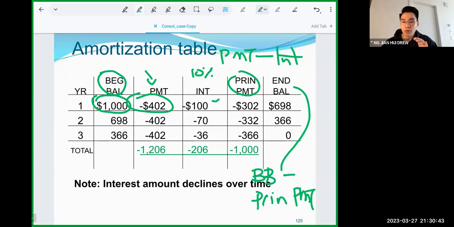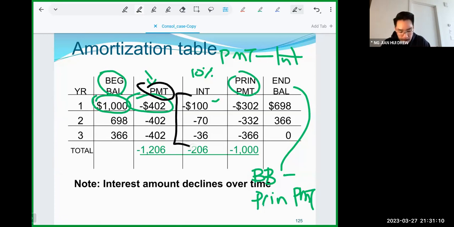So this kind of loan, what is happening here? The idea behind this loan is that the loan amount will keep on decreasing. And because of that, the interest amount that you pay will keep on decreasing. But every year, you are still going to pay the same payment amount, right? The payment amount here will be the same. And because of that, your principal amount will change as well.